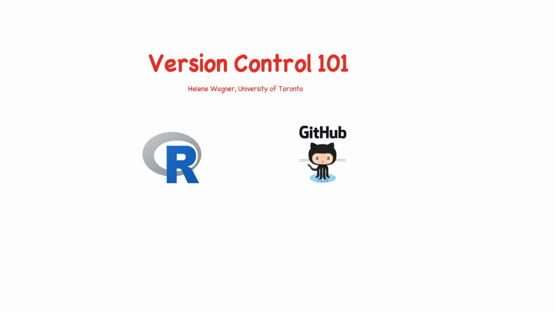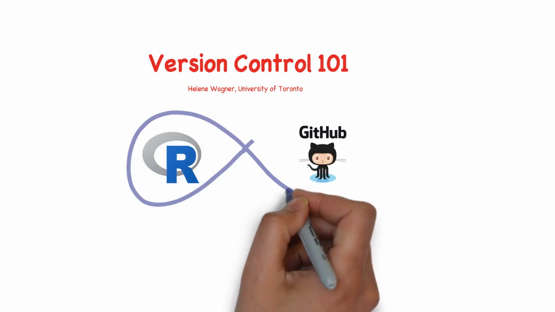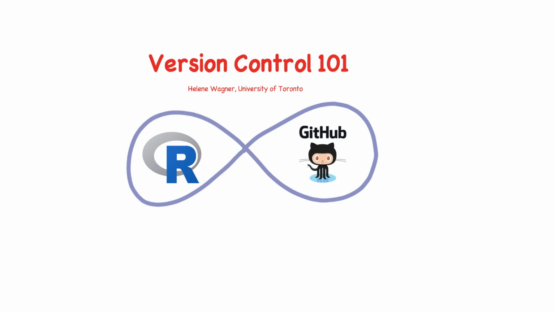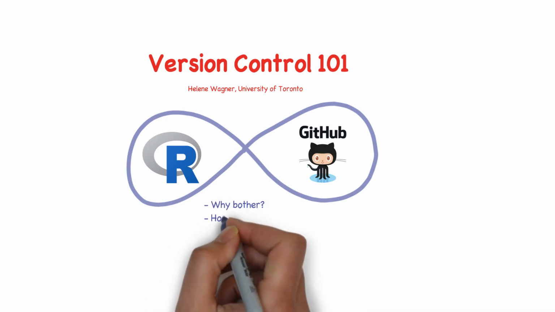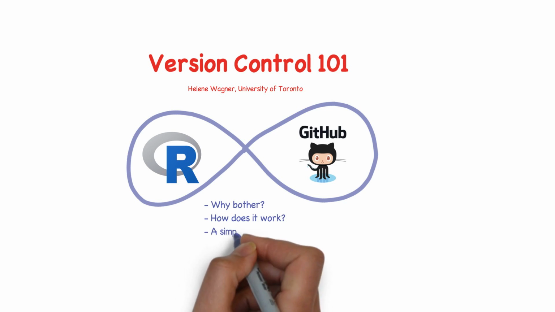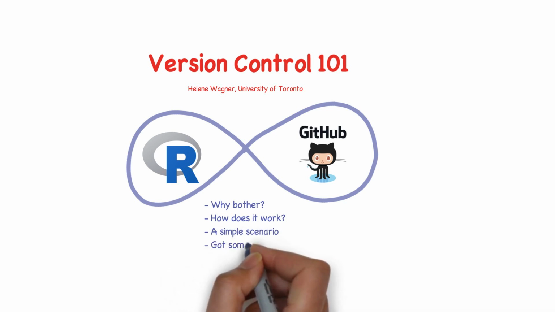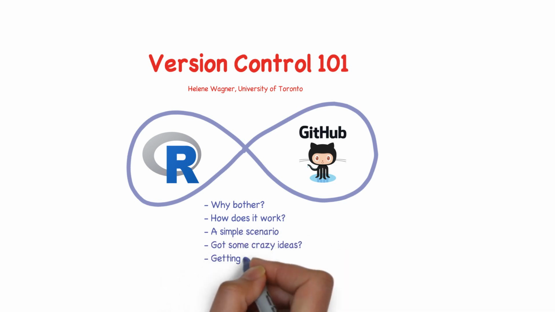Welcome to this very basic introduction to version control. We've seen how to document our code for reproducible research. Why should you go even further and put your code in a place like GitHub? This video will discuss why this might be a good idea, how it works, both in a simple scenario and if you want to try out some crazy ideas, and how to get started.